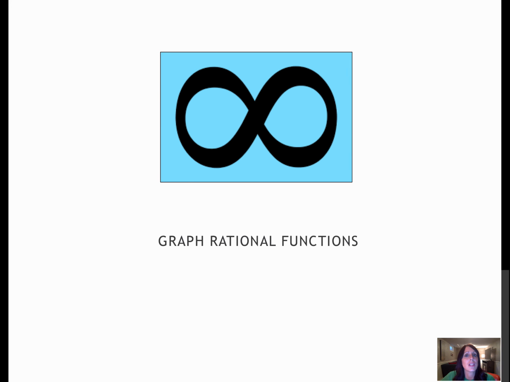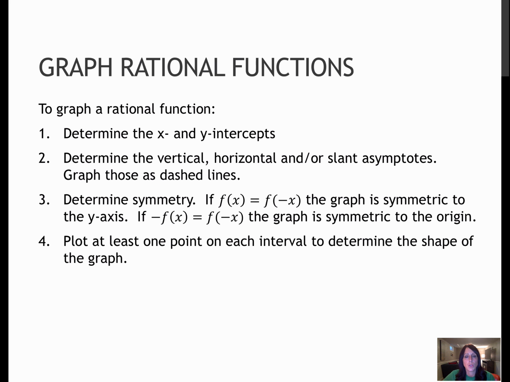So now that we know everything there is to know about rational functions, let's graph them. When we graph, we're going to look at the x and y intercepts, which we know how to find. Again, think about restricting your domain as well. Determine the vertical, horizontal, slant asymptotes, whatever your particular function happens to have. Graph those as dashed lines.